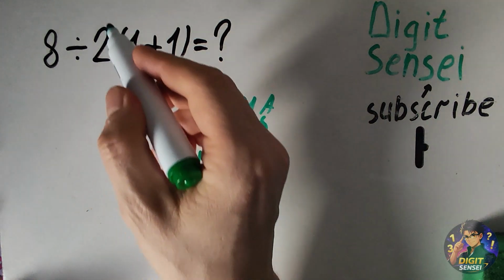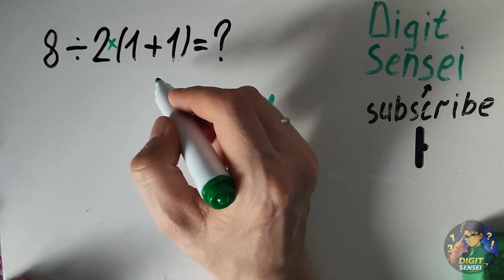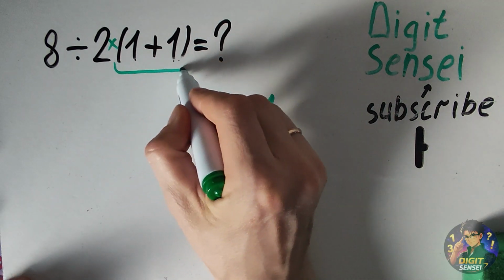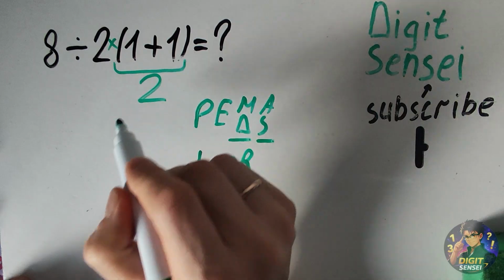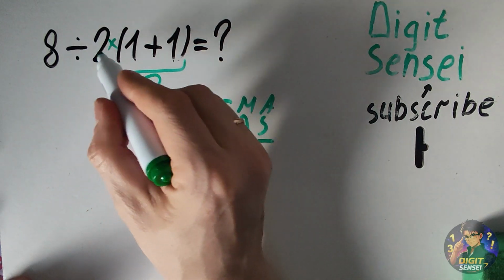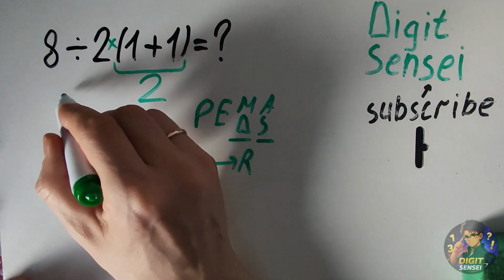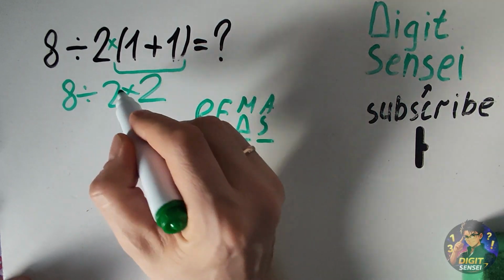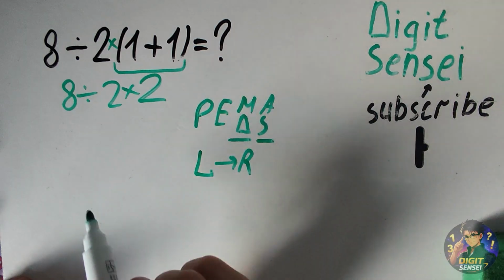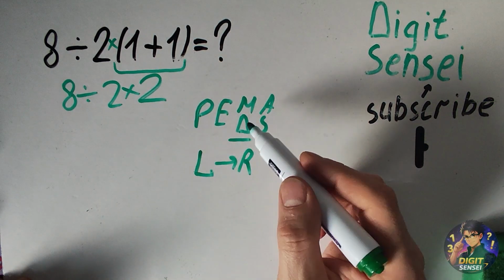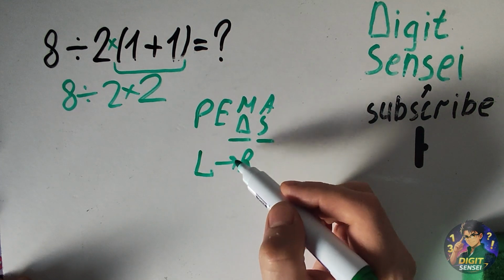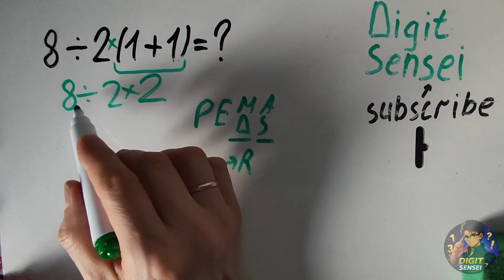So first we have to do this parenthesis. Inside this parenthesis we have 1 plus 1, which equals 2. So 8 divided by 2, then times 2. Now we have one division and one multiplication. As I said, multiplication and division have equal priority, and you have to work from left to right. So here, first we have to do this division.